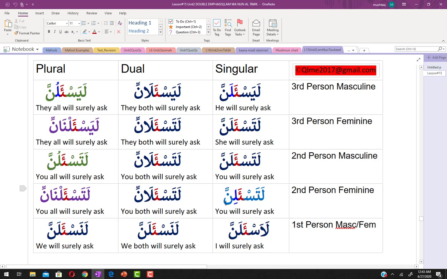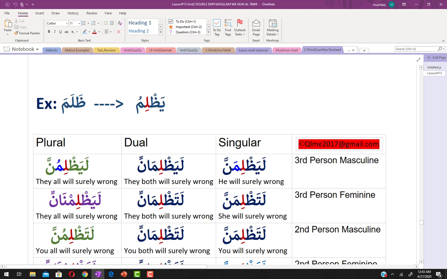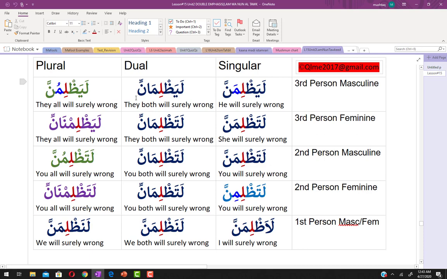So we have the lam nun tawkeed: layadhlimanna, layadhlimanni, layadhlimunna. Latadhlimanna, latadhlimanni, latadhlimunna. Latadhliminna, latadhlimanni, latadhlimnanni. La adhlimanna, lanadhlimanna. Notice, manna, the letter before noon shadda will have a fatha for this.